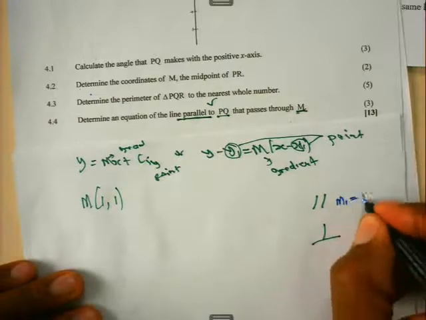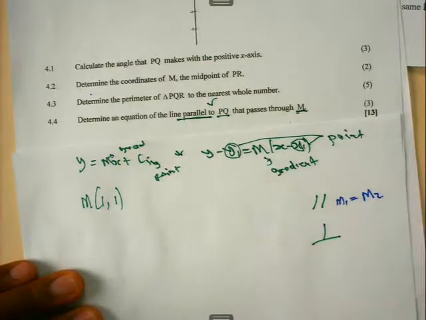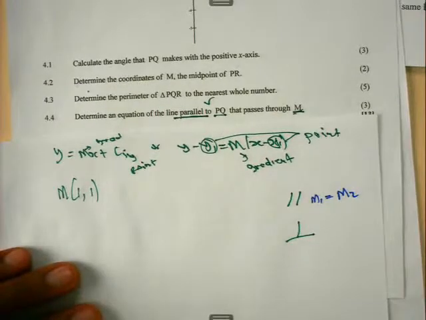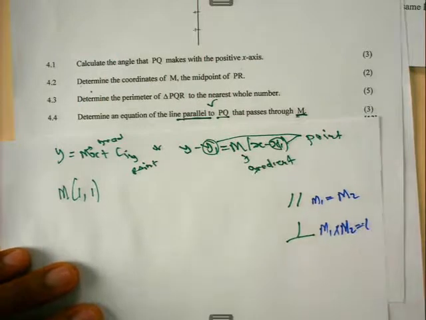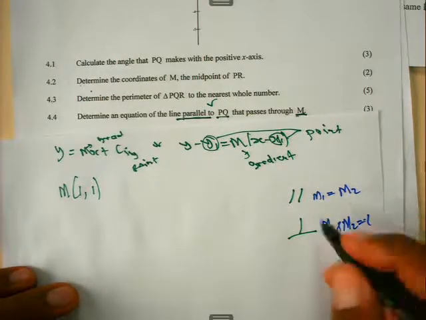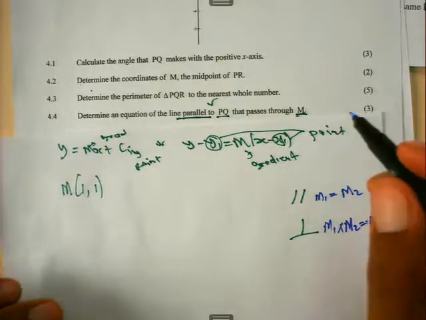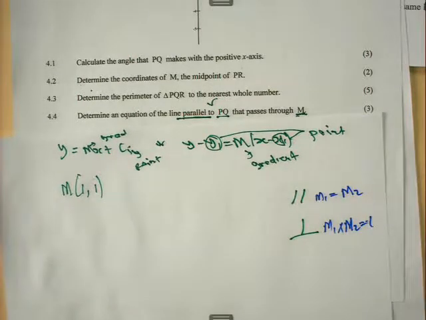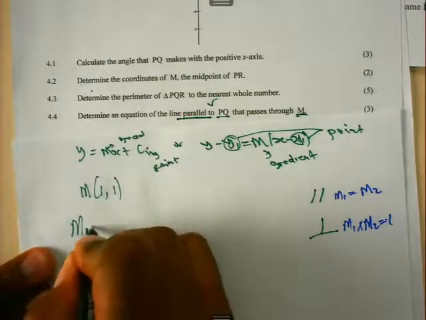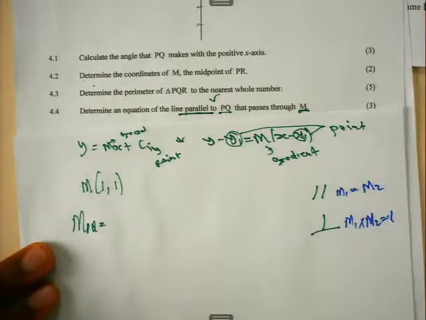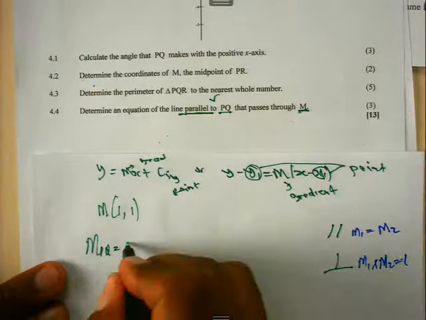Here we say M1 is equal to M2. If you are told that lines are parallel, you must remember that they have the same gradient. The same applies with the perpendicular lines. If you are told that lines are perpendicular, then it means M1 multiplied by M2 is equal to negative 1. Therefore, this will enable you to have the gradient of that line that you want to find the equation of, right? Good. Now, let us look at this one. We have the gradient of PQ. What is the gradient of PQ? The gradient of PQ, you said, is equal to 4.